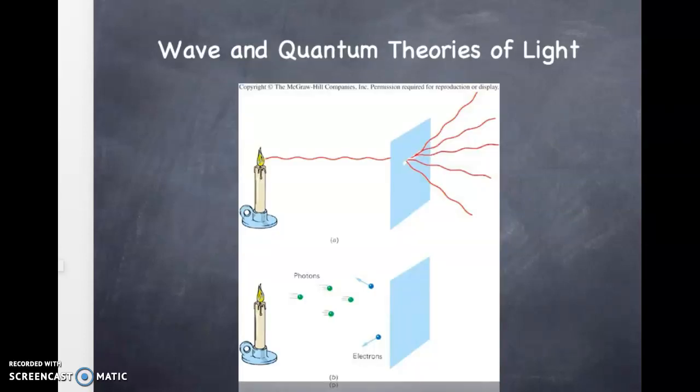Example here of wave and quantum theory of light. The top figure represents the wave pattern, if you will, of a candle of light striking a surface, and the second one, photons leaving the candle, striking the surface and dislodging electrons.